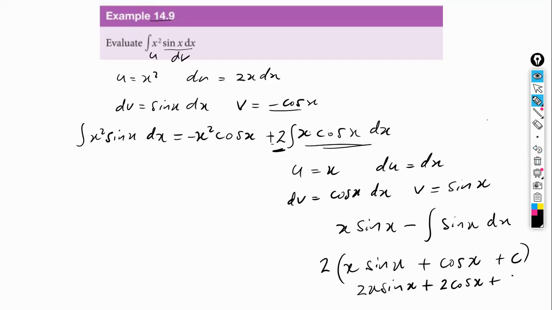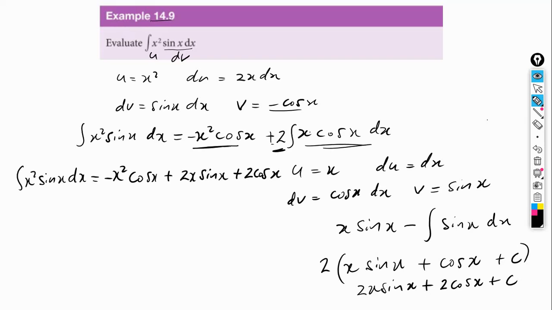Okay, and we have the solution now for the whole problem, because we have then that the integral of x squared sine of x dx is going to be minus, yes, this first part here, minus x squared cosine of x plus 2x sine of x plus 2 cosine of x, and let's not forget plus c.